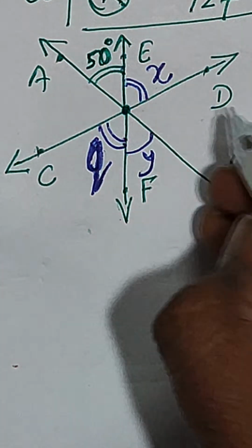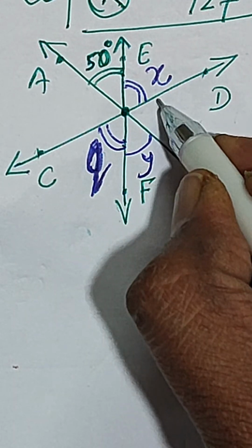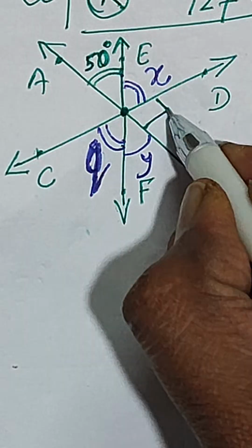This is 50. And this angle is given to you as equal to 90 degrees.